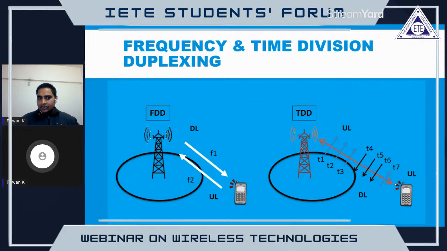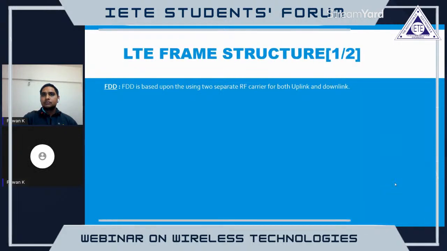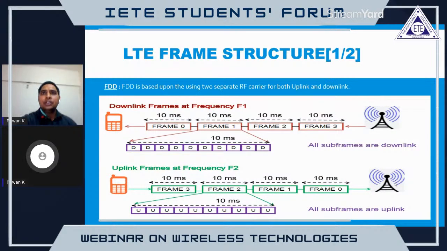But definitely this will help to reduce the cost of the device, because in place of two RF hardwares, only one RF hardware will be used by the chipset manufacturers or the phone manufacturer companies. This is what we discussed in the previous slide.